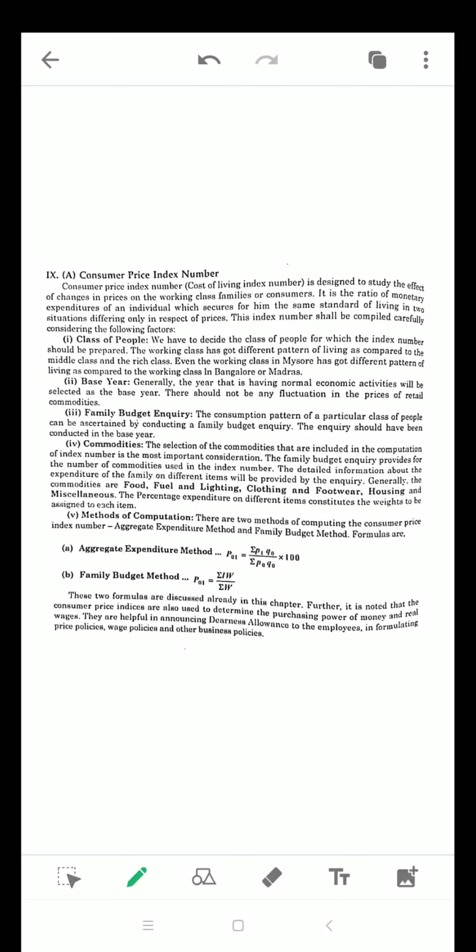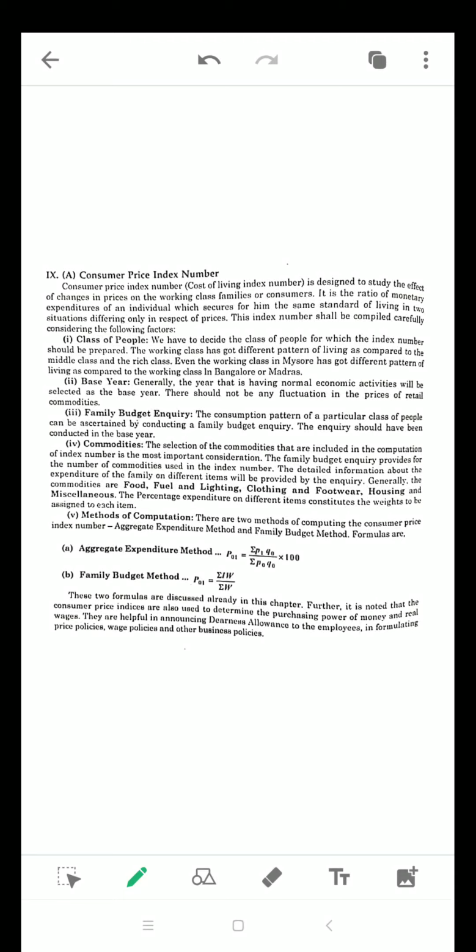It is important for 6 marks. If both methods are asked to be solved, then it may be for 14 marks. If any one of the methods is asked, it may be for 6 marks.